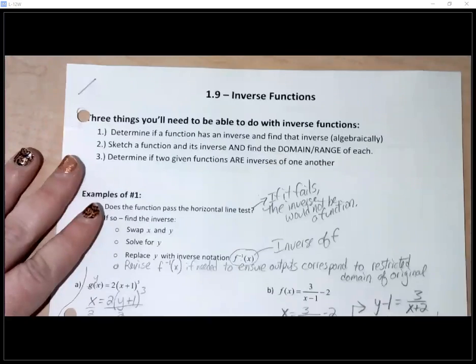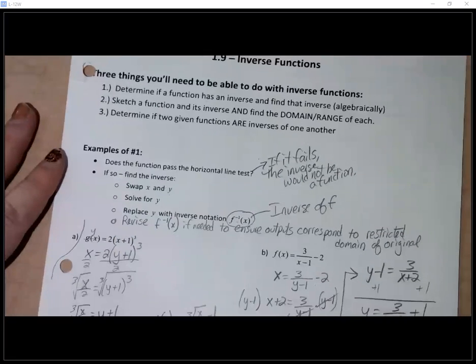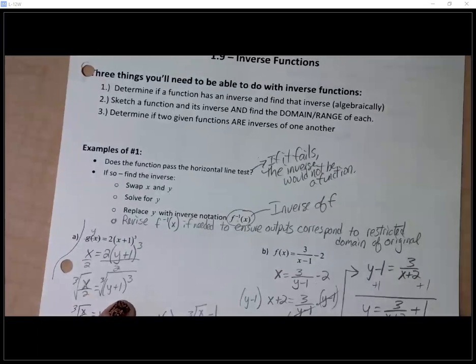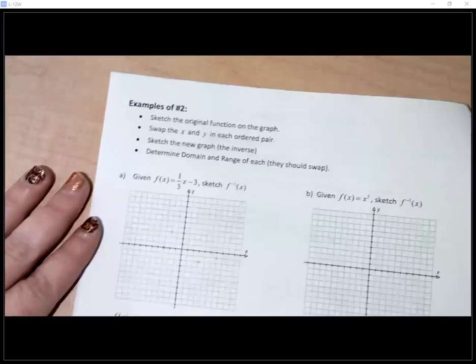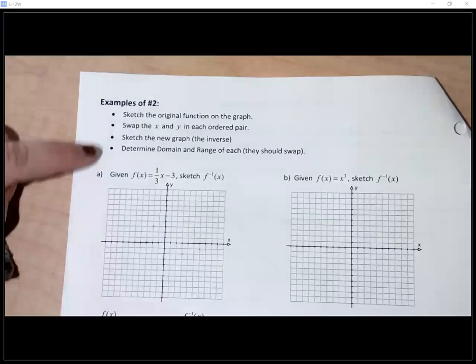Okay, so this is the one that I'm referring to. Hopefully you have this in your stuff. We have already done the first topic that we need to do: determine if a function has an inverse and find it algebraically. We are going to flip today to probably my favorite part of inverse functions, and that is the graphing. We have some step-by-steps here for how to do the graphing.